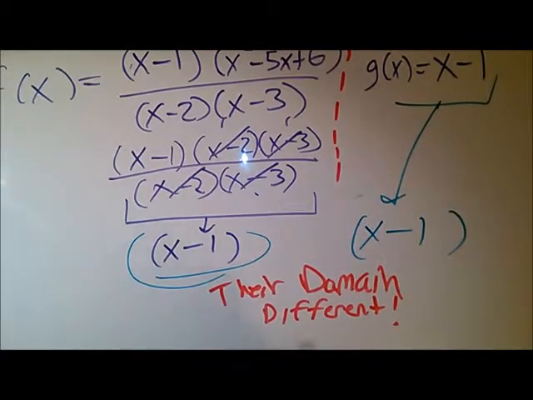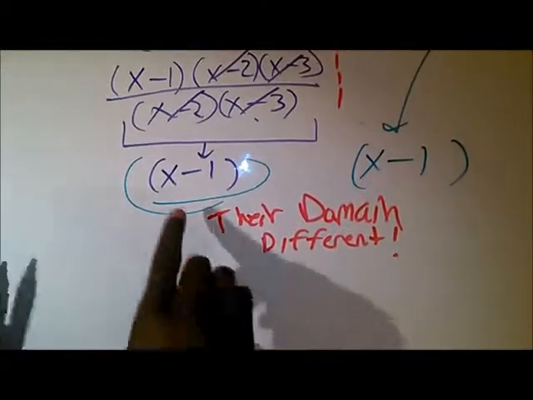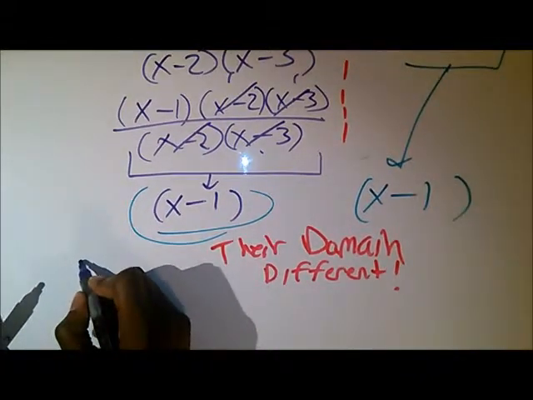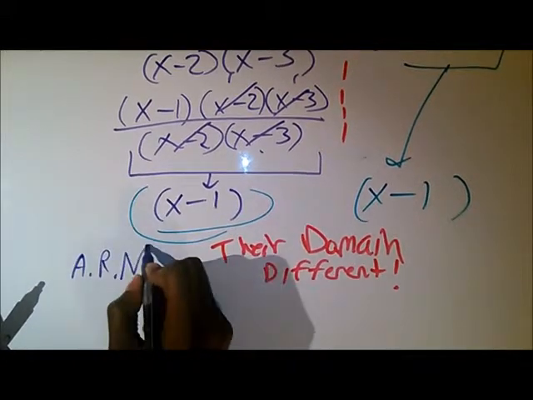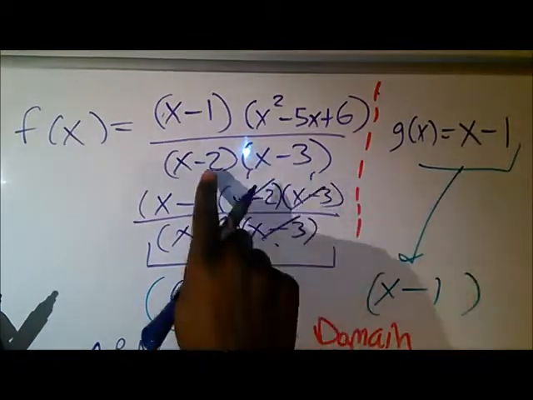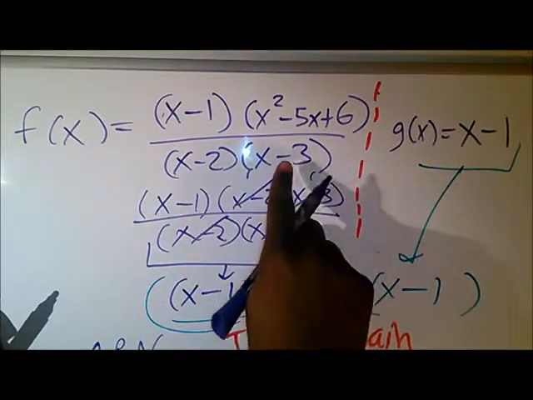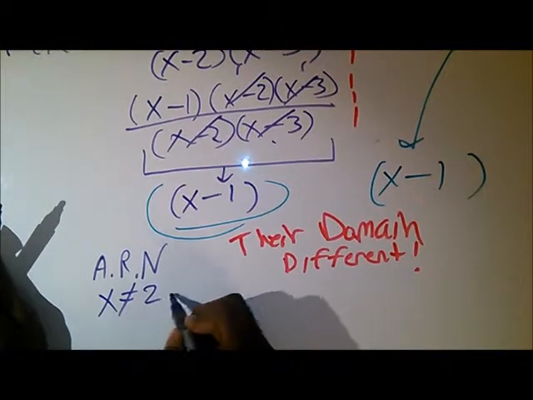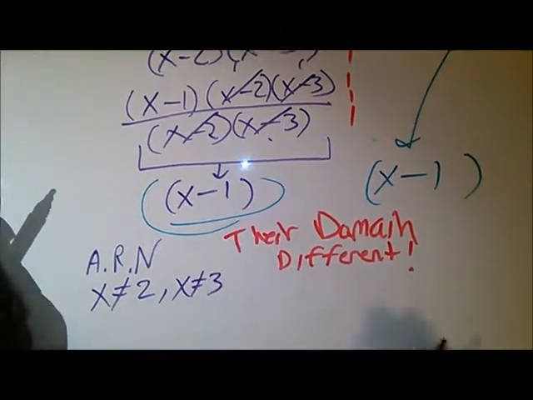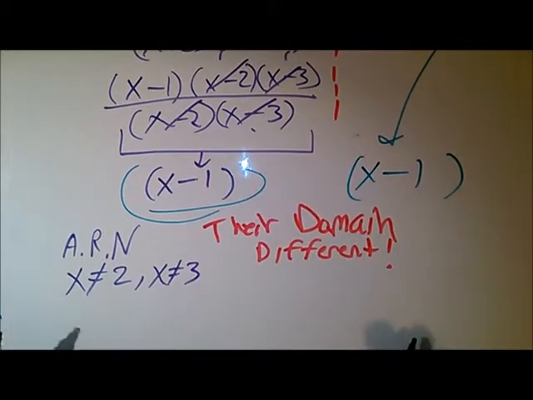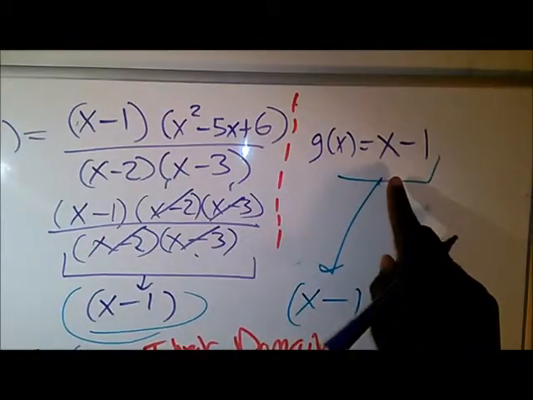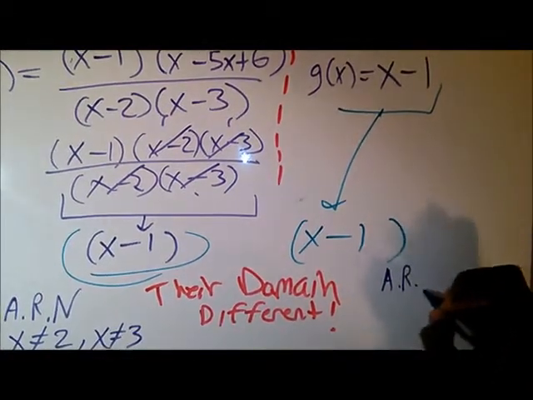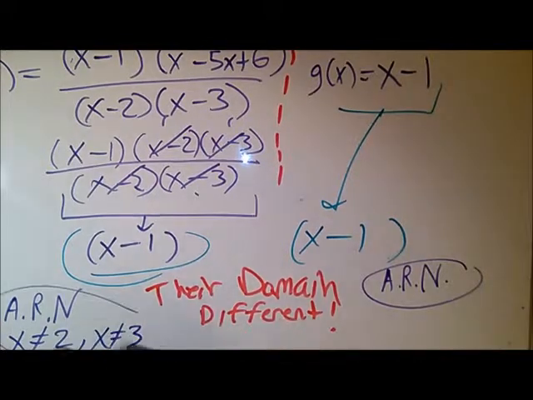Okay, the domain is different. The domain of this one here is, as you saw, all real numbers except, what do we have here? x plus 2 and x plus 3. All real numbers except x = -2 and x = -3. This one on the right side, the domain is just all real numbers.